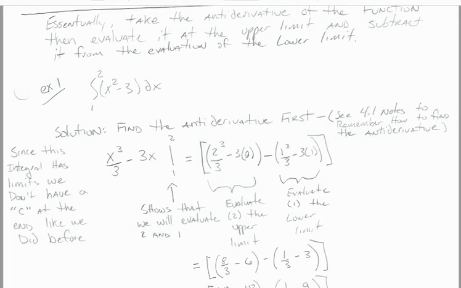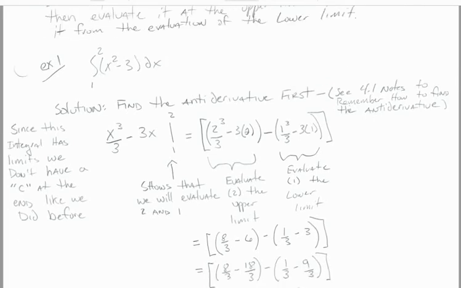So the first step to these is finding the antiderivative. So the antiderivative of x squared minus 3 is x cubed over 3 minus 3x. Okay, so that's our antiderivative. And then we write this straight line from 1 to 2. That shows that we're going to evaluate the antiderivative at 2 and at 1. And we always do the upper limit minus the lower limit evaluated. So what we're going to do is take the upper limit, which is 2, and substitute it into the antiderivative. So you're going to have 2 cubed divided by 3 minus 3 times 2. So everywhere there's an x, you're going to substitute in the value of 2.